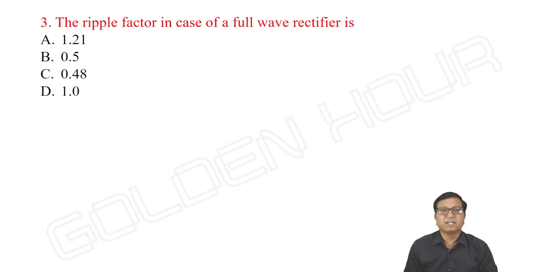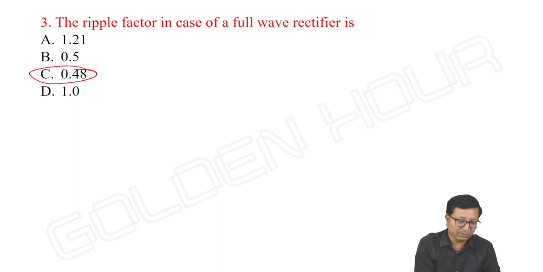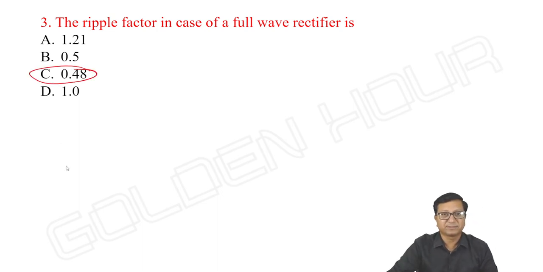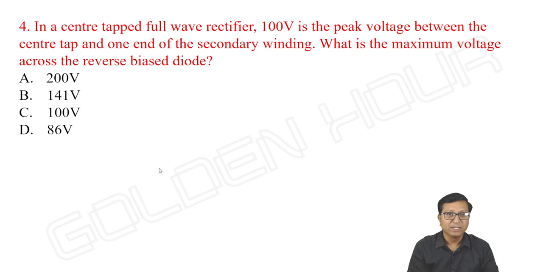The ripple factor in case of a full wave rectifier is 0.48. Option C. In a center-tapped full wave rectifier, 100 volts is the peak voltage between center tap and one end of the secondary winding. What is its maximum voltage across the reverse biased diode?